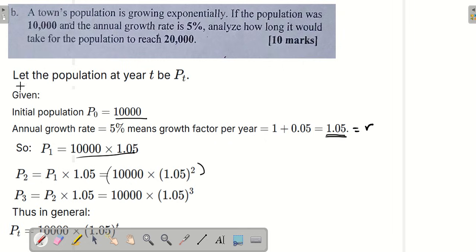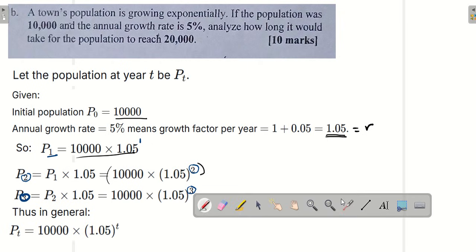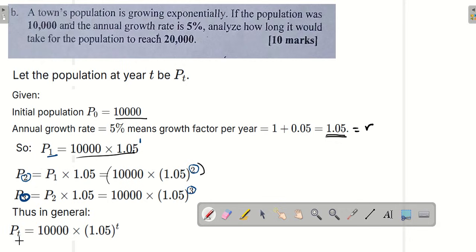So you can study the pattern and see that when we started with year 1, the exponent was 1. When we started with year 2, the exponent was 2. When we started with year 3, the exponent will be 3. So year 4 will be 4. So we can generalize that the population after some T number of years, we are going to have a total population of 10,000 times 1.05 to the power T.